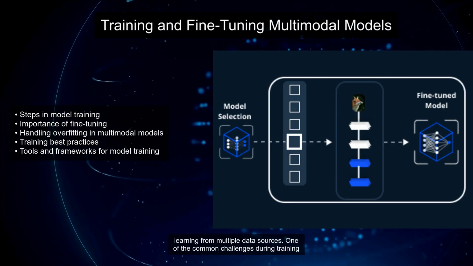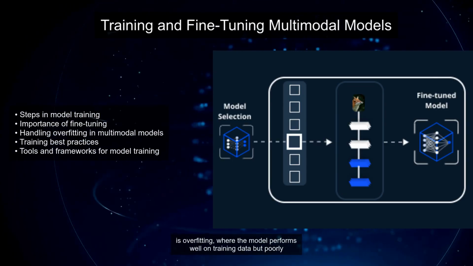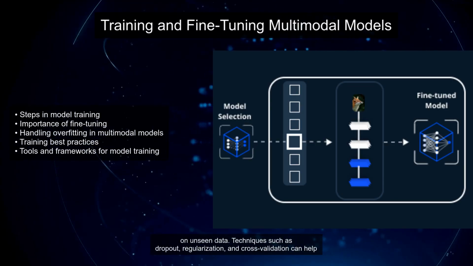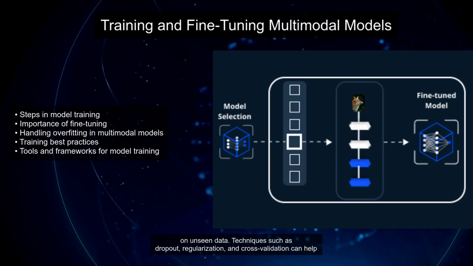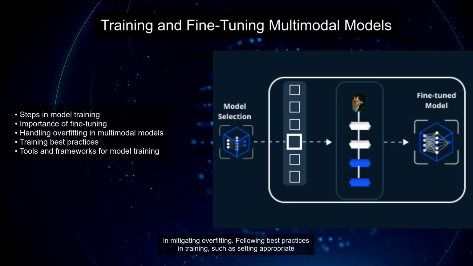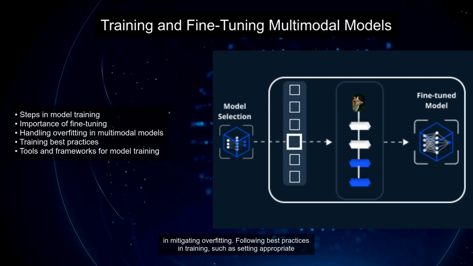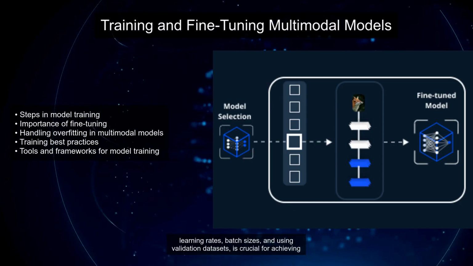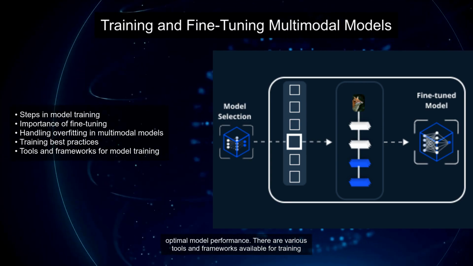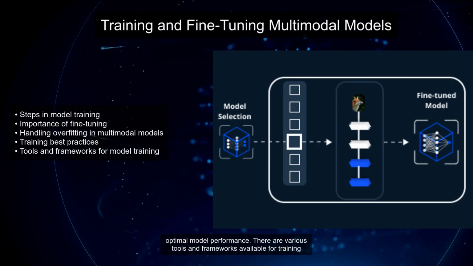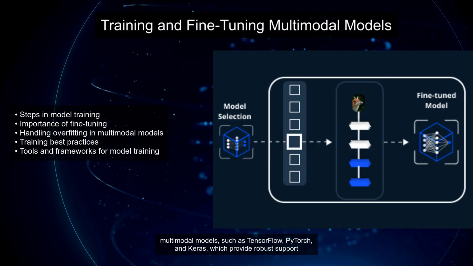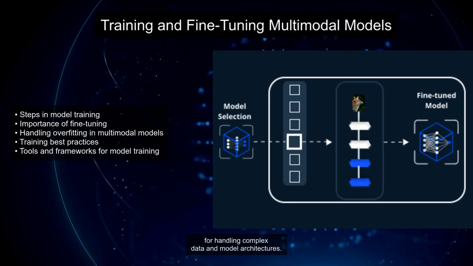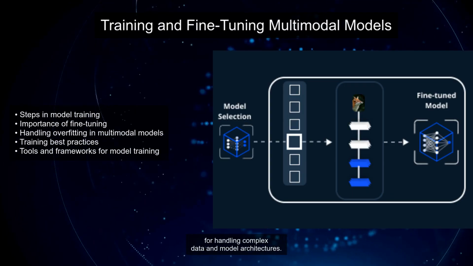One of the common challenges during training is overfitting, where the model performs well on training data but poorly on unseen data. Techniques such as dropout, regularization, and cross-validation can help in mitigating overfitting. Following best practices in training, such as setting appropriate learning rates, batch sizes, and using validation datasets, is crucial for achieving optimal model performance. There are various tools and frameworks available for training multimodal models, such as TensorFlow, PyTorch, and Keras, which provide robust support for handling complex data and model architectures.